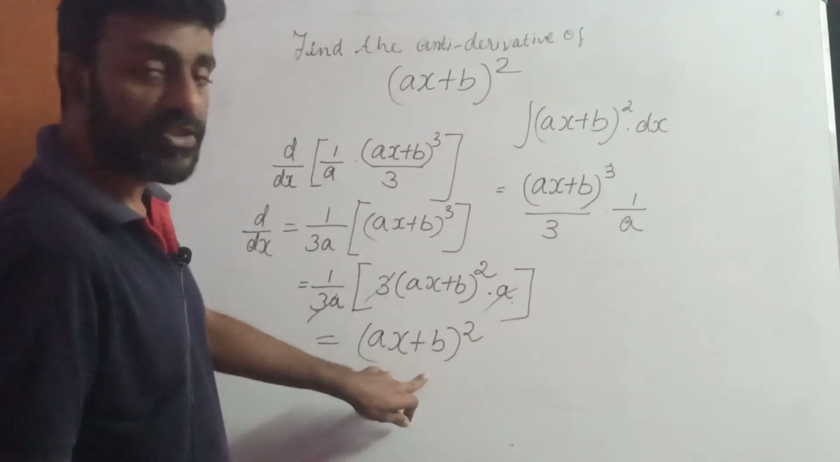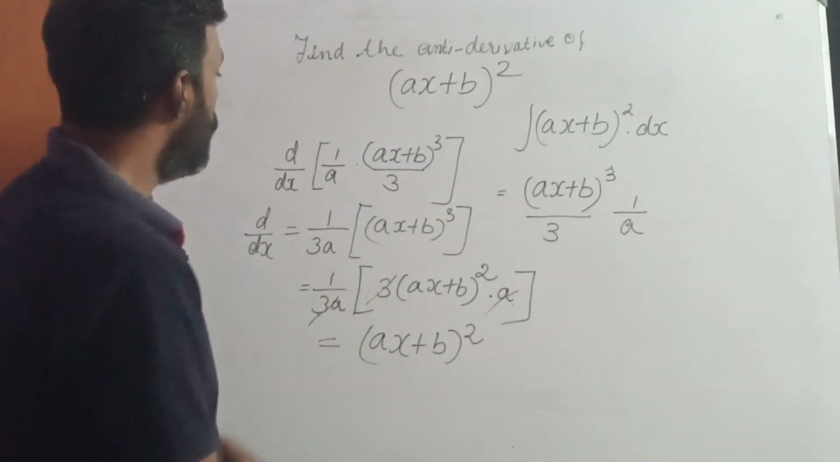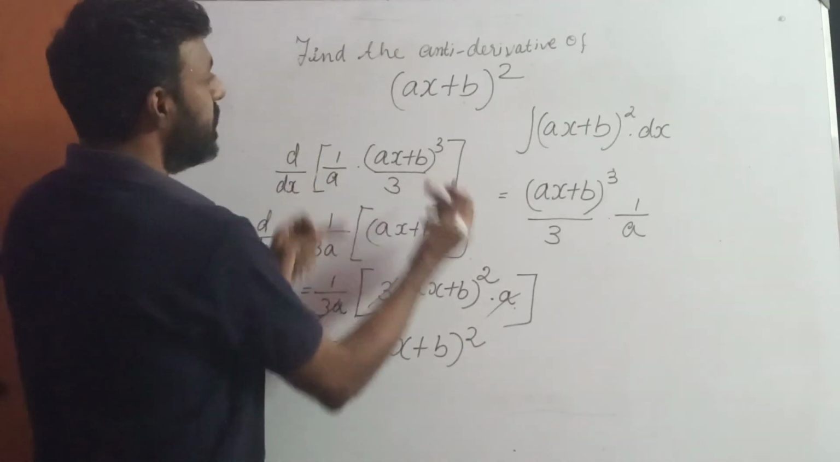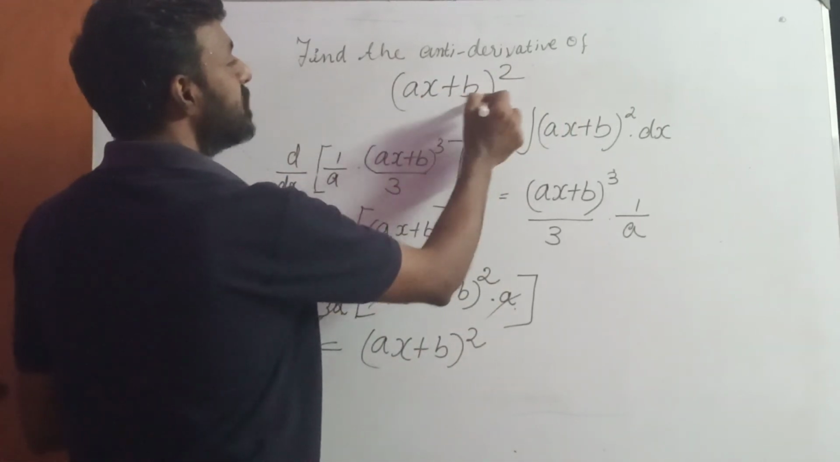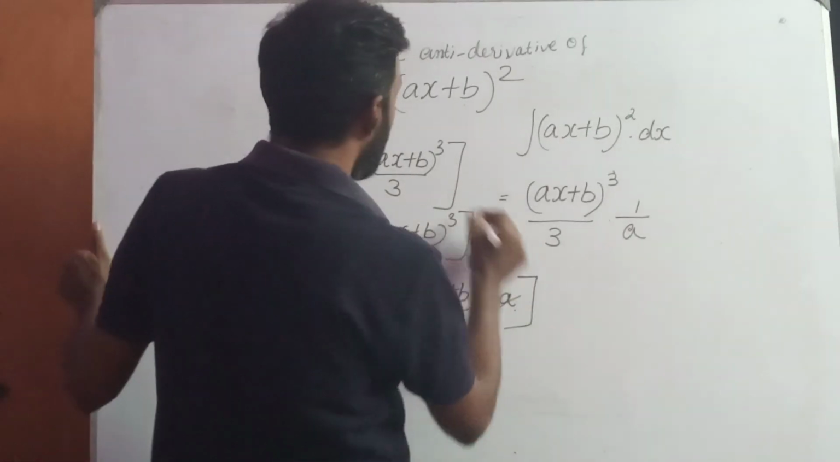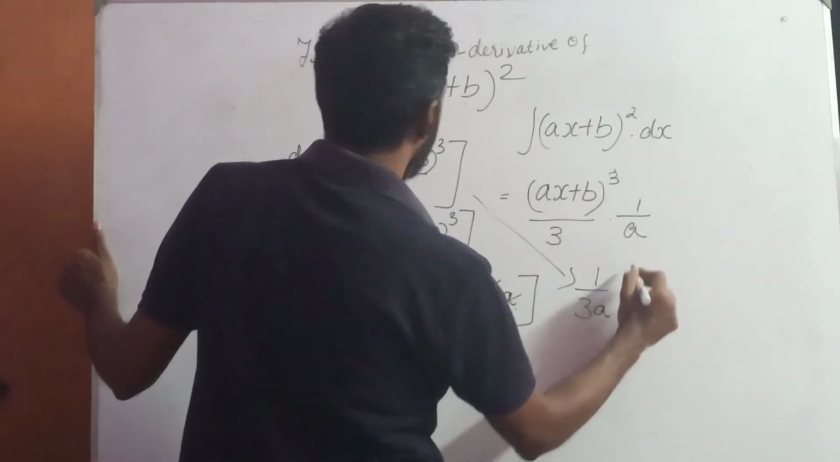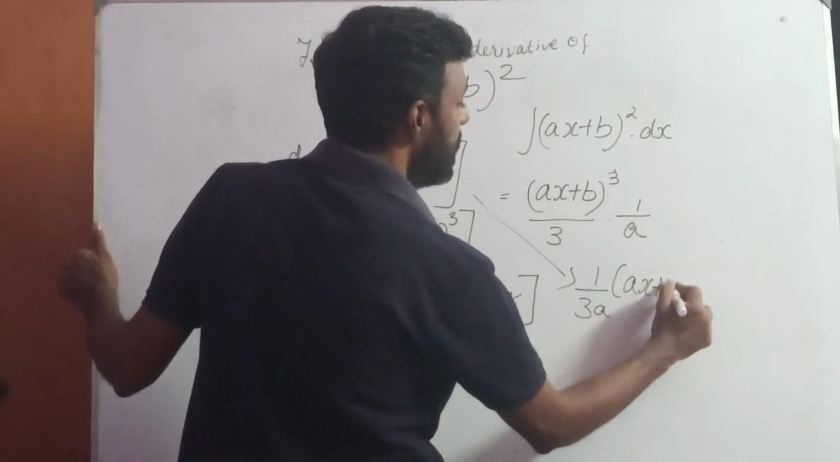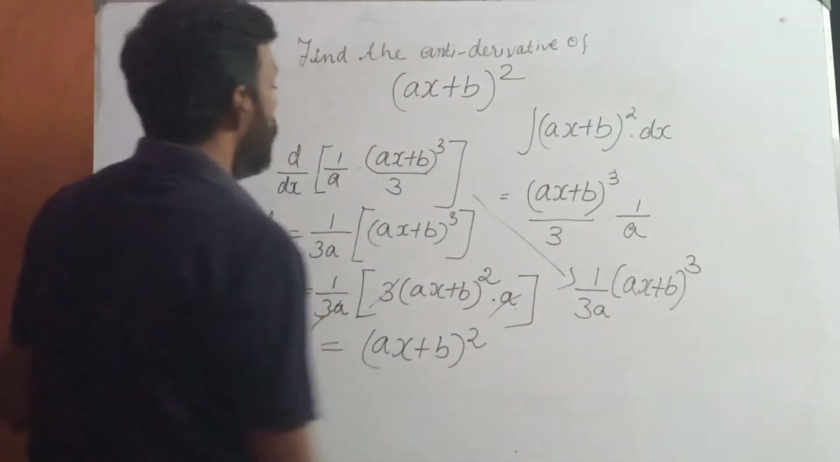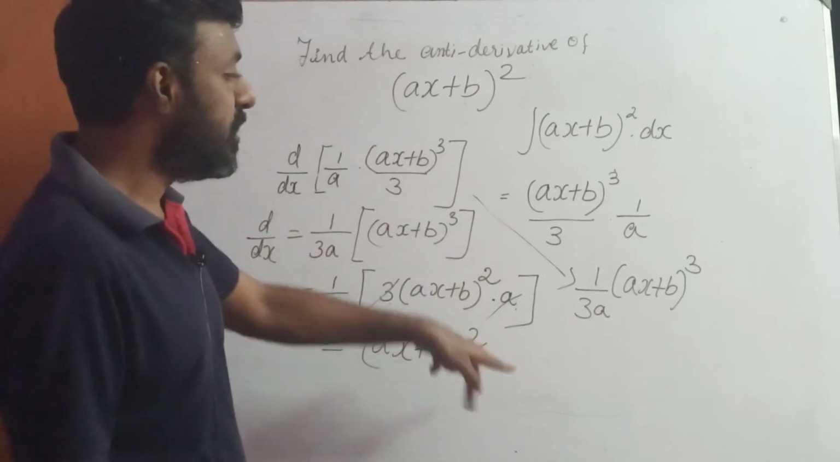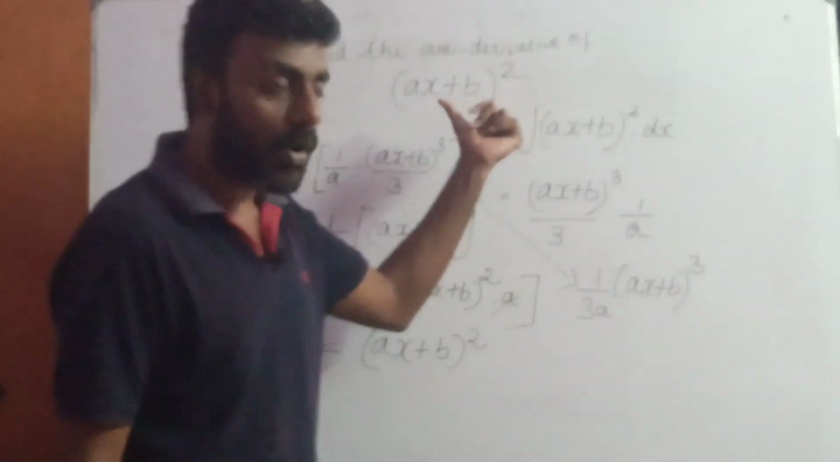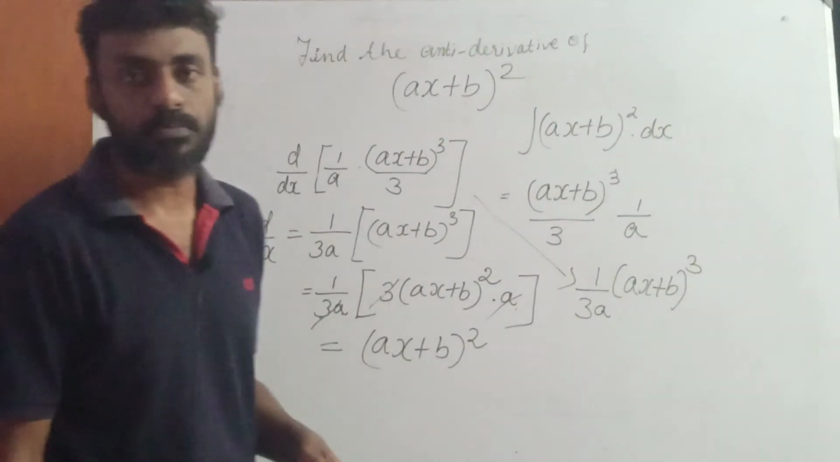So how am I getting this? I am getting this value when I differentiate this term. Therefore, the antiderivative of (ax plus b) the whole square is nothing but 1 divided by 3a into (ax plus b) the whole cube. 1 by 3a into (ax plus b) the whole cube is the antiderivative of this algebraic term (ax plus b) the whole square. You got it?